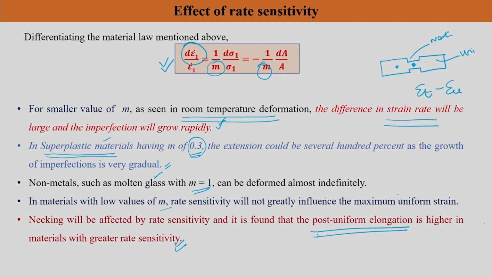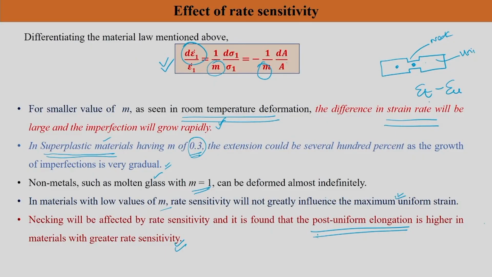So, though maximum uniform elongation is not getting affected, around that particular stage you will see necking is going to start, and that will be affected by rate sensitivity. It is found that the post uniform elongation, which is epsilon t minus epsilon u, is higher in materials having greater rate sensitivity. So, through this simple analysis one can study the effect of strain rate sensitivity index on the growth of neck.